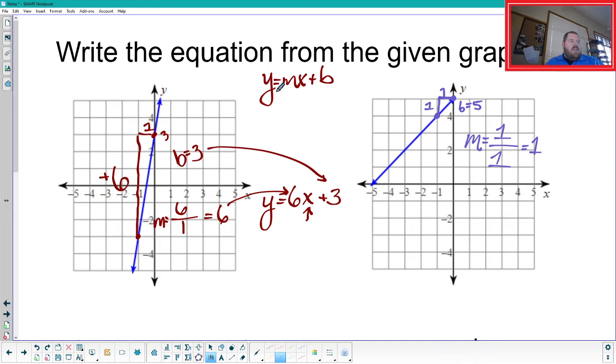And so I write my equation in slope-intercept form. I want y equals my slope, which is 1, and you could choose whether or not to write that, 1x, and then my b is 5, so 1x plus 5. As I said, you can choose whether or not you want to write that 1, because 1 times x is still just going to be x. So that's the equation that we get.